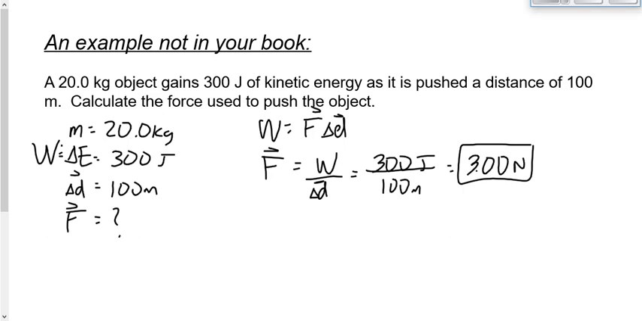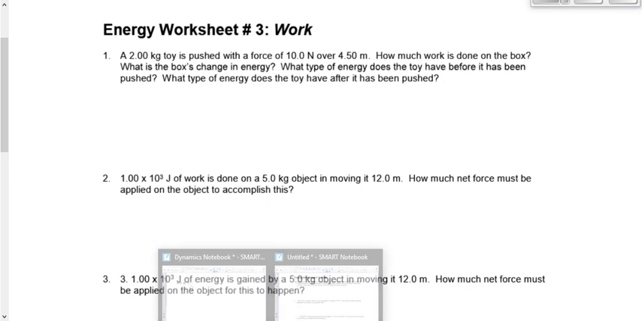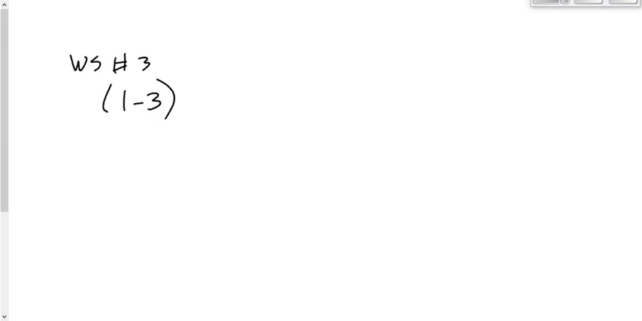I would like you now to take a look at your energy worksheet number 3 in the booklet that was handed out to you last week. Specifically, questions 1, 2, and 3. Questions 1, 2, and 3 on energy worksheet number 3, please. All right, if you guys are okay with worksheet number 3, let's do another example.